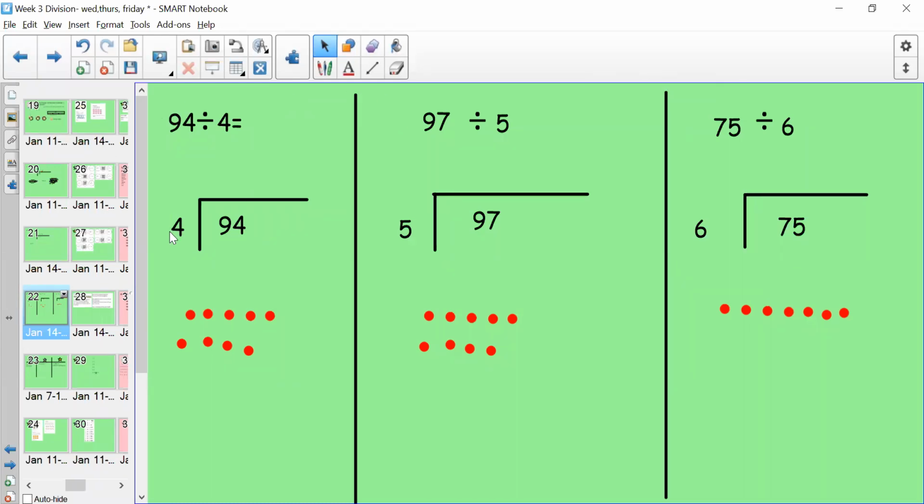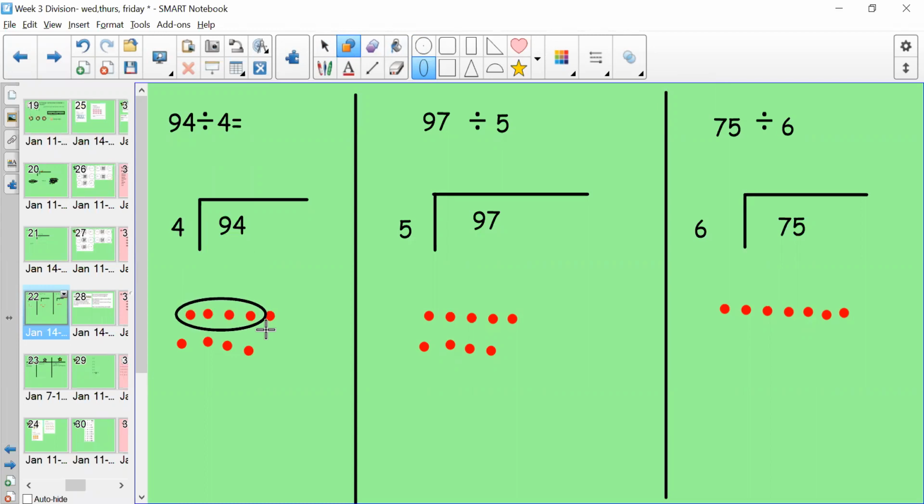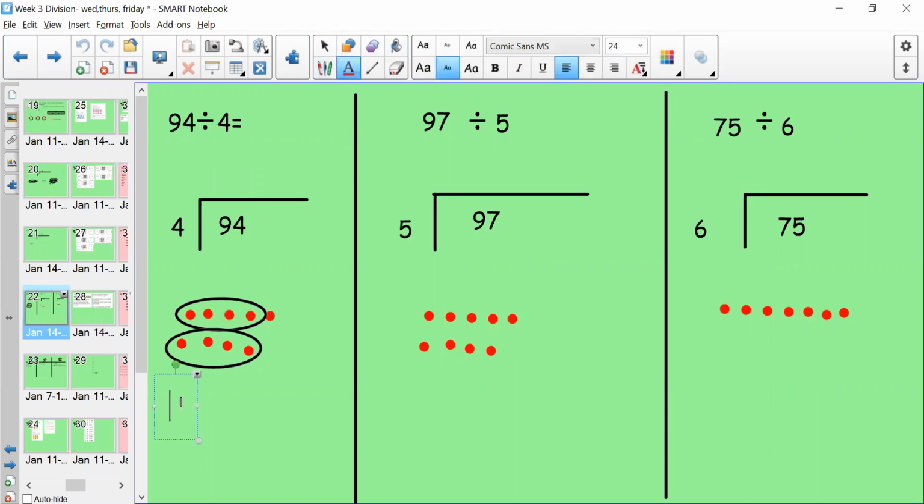So the first one is 9 divided by 4. So how many times can 4 go into the number 9? So we've got 9 counters or 9 dots at the bottom. So we could circle our first 4. Then we can see we can circle another 4. Okay, so 4 goes into the number 9 twice. And if we think about it, if we count in 4s, 4, 8, 12, you can see that it doesn't go in equally to number 9. It goes way past 9 to 12. So it goes in twice.